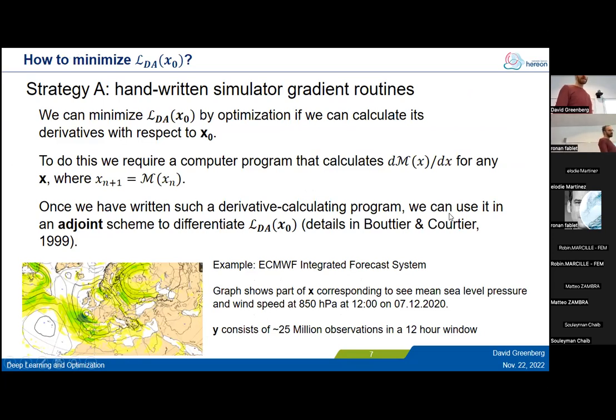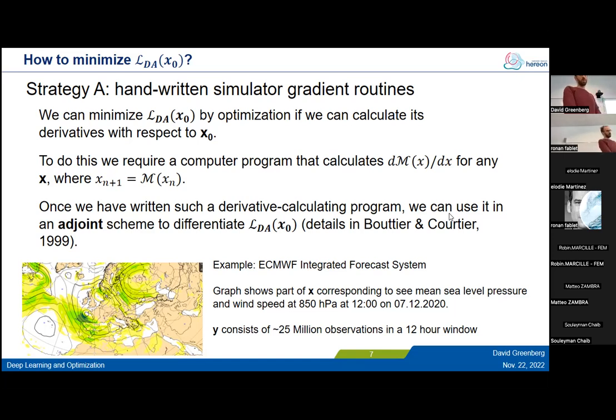So how can we minimize this? I'm going to go over some standard strategies that are in use, and then I'll explain exactly what we wanted to do with machine learning instead. So a common thing, like you might see in many operational weather models, for example at ECMWF, is, well, if you want to minimize this loss function, you'll need to differentiate through it. And for this, you can write a routine along with the rest of your model, say in Fortran, to do so.